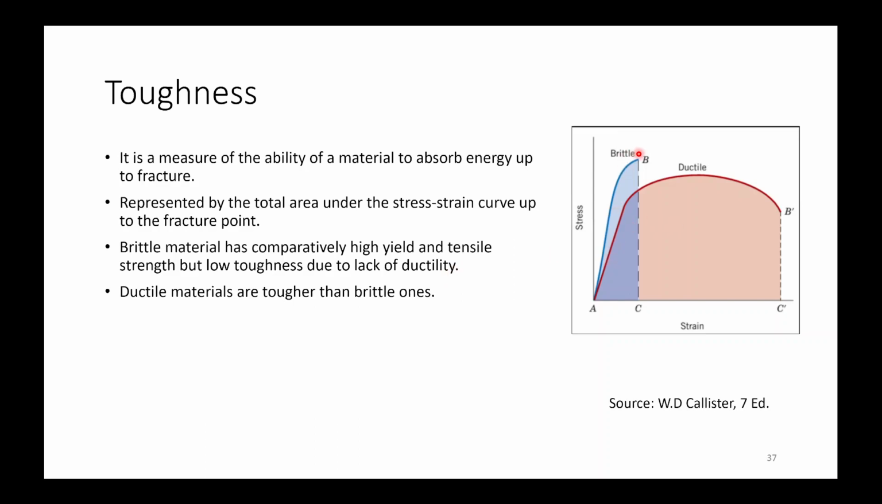So this is a brittle material, which will have high yield strength, but it will have low area under it, while a ductile material will have high area below it, so it will be tough. And ductile materials are tougher than brittle ones, which can be seen from this graph.